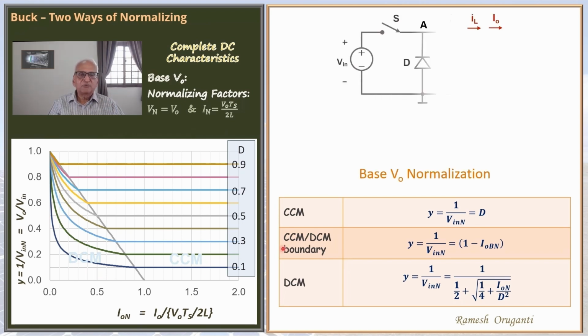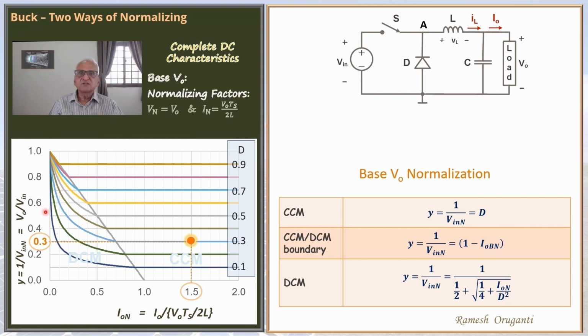This is the buck converter. Here we are showing one operating point of the converter. The duty cycle is 0.3. The operation is under CCM because the point is located on the CCM region. The normalized output current is 1.5 and 1 over VinN is 0.3. Remember, we have called 1 over VinN as Y, that equals V0 by Vin. So V0 by Vin is 0.3. Under continuous conduction mode, of course, V0 by Vin will be equal to D.